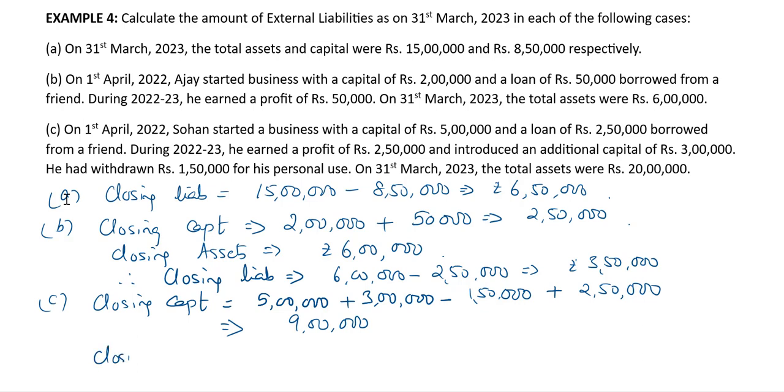Closing liabilities is equal to closing assets, which is rupees 20 lakh, minus the closing capital, which we found out to be 9 lakh rupees. Therefore, the closing liabilities is equal to rupees 11 lakh.